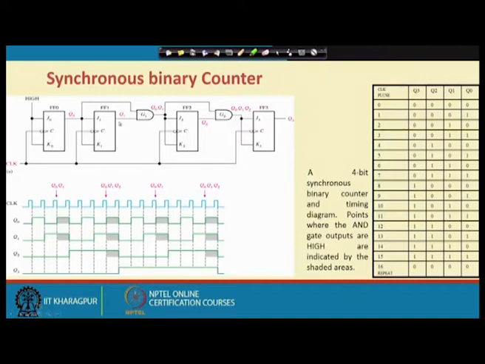Here it is shown: we have this 4-bit synchronous counter, and G1 is feeding flip flop 2 by ANDing Q0 and Q1, then G2 is feeding flip flop 3 via ANDing of Q0 and Q1 with Q2. A 4-bit synchronous binary counter and timing diagram have been shown. When the AND gate outputs are high, they are shown by these shaded portions. Essentially it will go through this sequence starting with all 0 going up to all 1, and from the 16th cycle it will repeat, again starting with all 0 and continuing like this. That is the synchronous binary counter structure that we have.